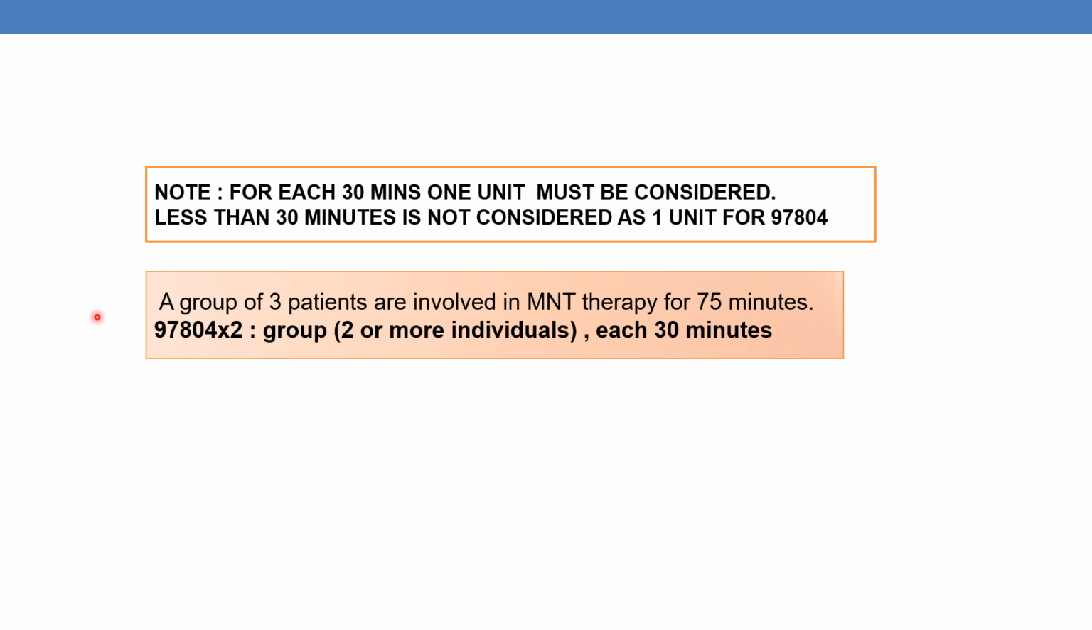Let us see the example once again. A group of 3 patients are involved in MNT therapy for 75 minutes. And for 75 minutes, you need to code only 2 units of 97804, since it is a group, and group indicates 2 or more individuals for each 30 minutes.